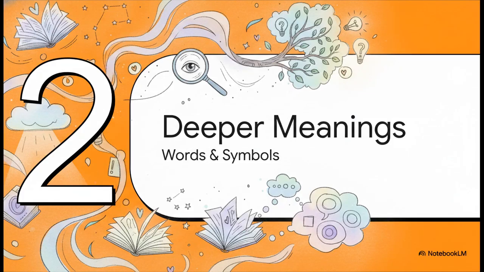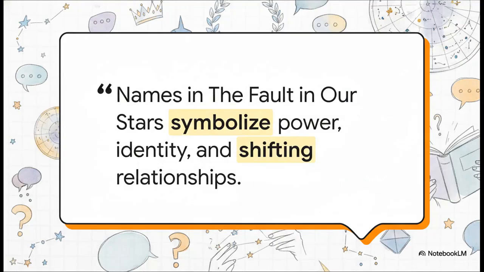All right, so once we've got the language down, the workbook takes us to the next level, figuring out the deeper symbolic stuff. And this is where the story really starts to crack wide open. And here's a really fascinating idea the workbook brings up. Nothing in the story is an accident, especially the names. They are absolutely packed with hidden meaning about power, about intimacy, and about how relationships evolve over time.